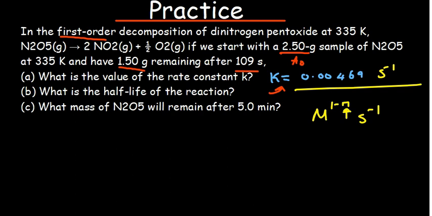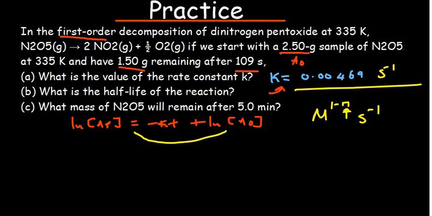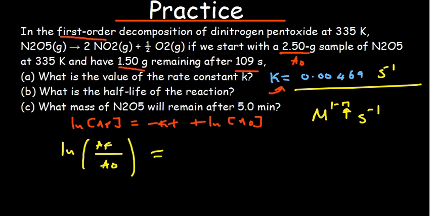Now using the value of k and our initial concentration: the natural log of the final concentration is equal to negative kt plus the natural log of the initial concentration. With the help of logarithms, I can combine these on one side. If this one goes to the other side, it becomes a negative. Subtracting logarithms is as good as combining the natural log, since they have the same base, so you say it's the natural log of final over initial equals negative kt.